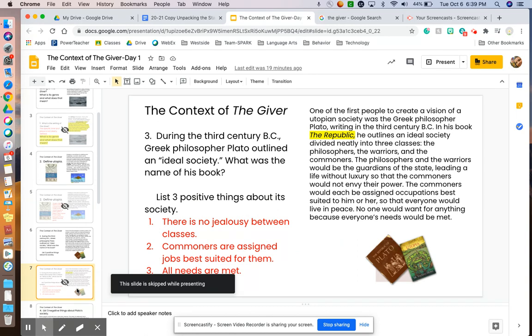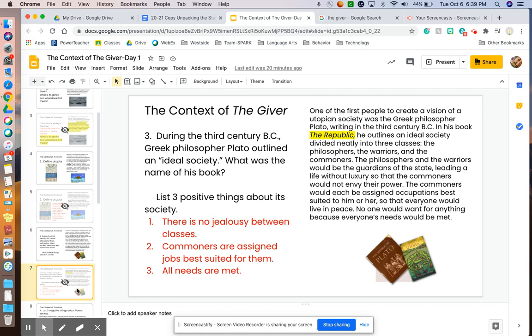Okay, and then we talked a little bit about Plato. A long, long time ago, in the 3rd century BC, he wrote this book. So he's kind of like the grandfather of what we consider utopian philosophy. He came up with this book, The Republic. And in The Republic, he has some positive things. So I listed that there's no jealousy between the classes, that commoners are assigned jobs that are best suited to them, and that all their needs are met.